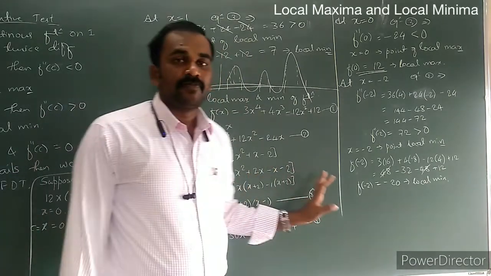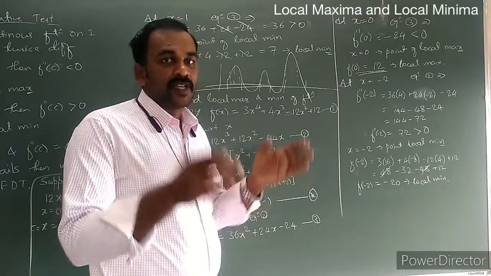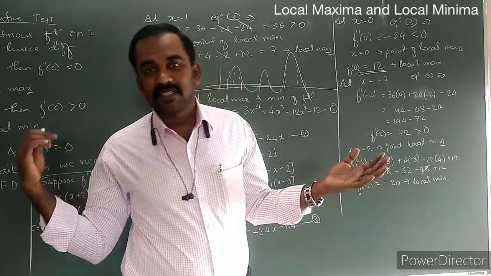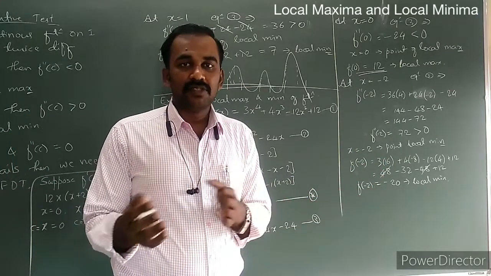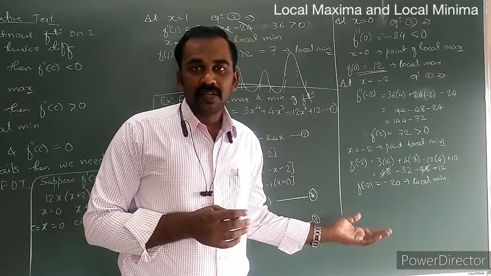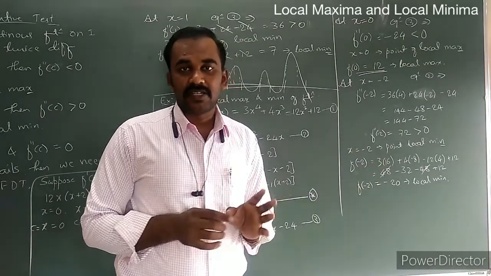So you can compare whether the first derivative test or the second derivative test is easier. Solve the same problems using the first derivative test as well as the second derivative test, and we can come to know which one is the easier method to find the local maxima and the local minima. My suggestion is better to use the second derivative test only.